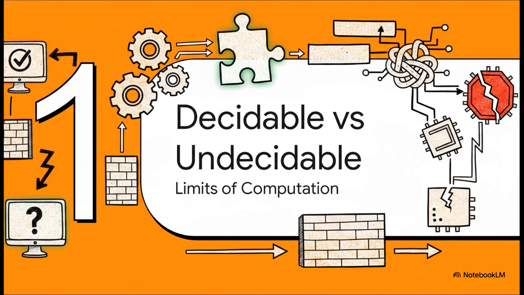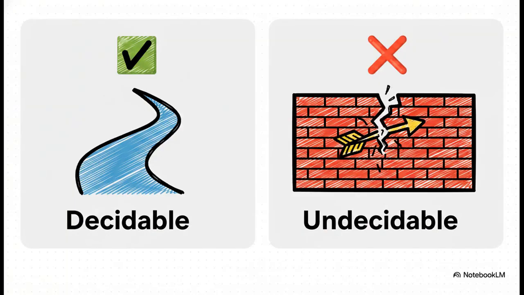All right, section 1, decidable versus undecidable problems. Before we can even start talking about how fast a computer can solve a problem, we have to ask a much more fundamental question. And that is, can it solve the problem at all? You see, there are absolute limits to computation. On one hand, we have decidable problems. These are the everyday tasks your phone or your laptop crushes constantly: sorting a list of names, finding the largest number in a dataset, or calculating a route on a map. There's a clear, step-by-step algorithm that absolutely guarantees an answer.